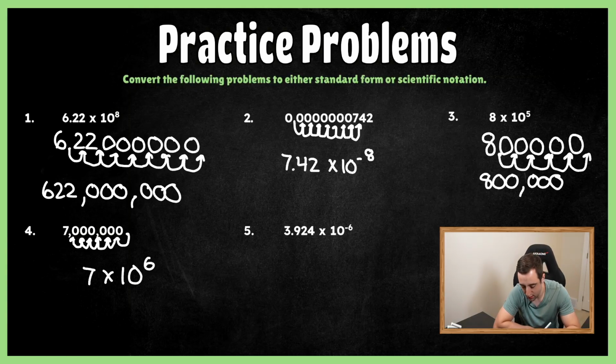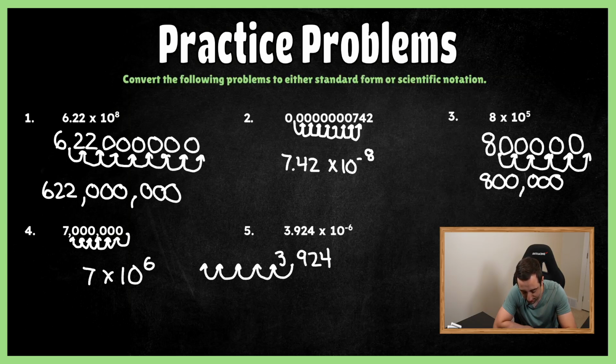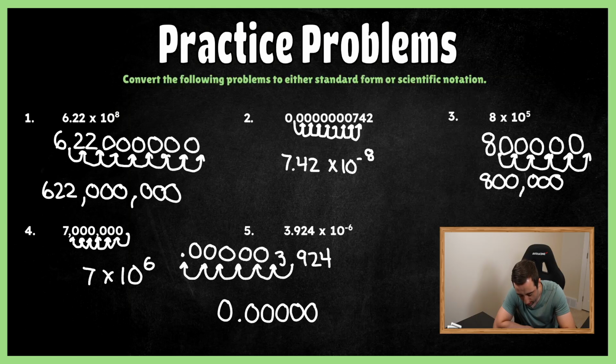And then finally, our very last one in scientific notation, we have a negative power, meaning that we're going to have to move the decimal point to the left 6. So we have 3 and 924 thousandths. We're moving it once, twice, 3 times, 4 times, 5 times, 6 times. It's going to end up here. And then we have 5 zeros to fill in the empty space. So we're going to end up getting 0.00003924 for number 5.